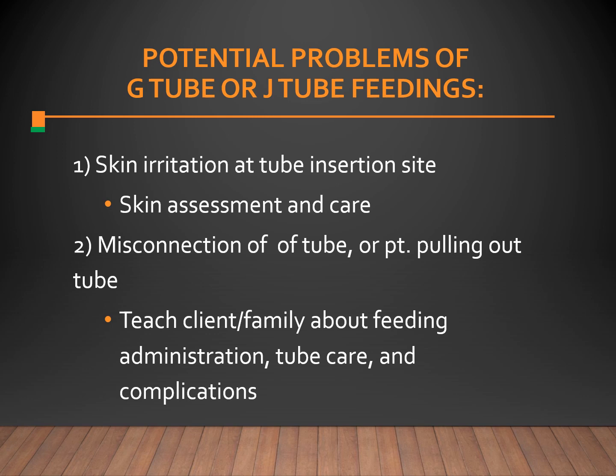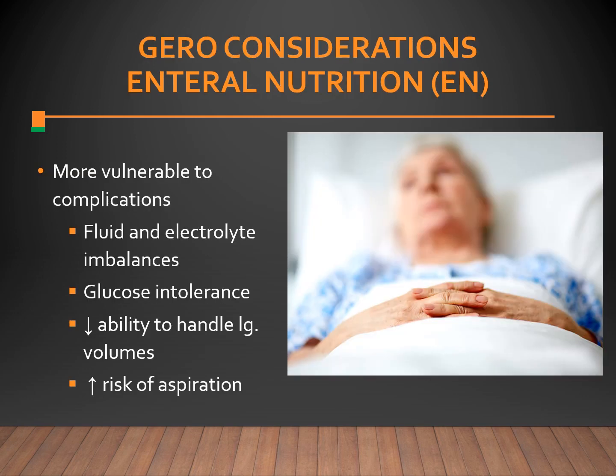And then with misconnections, you really want to make sure you're going into a feeding system. Most lines are completely different, so you can't connect an IV fluid tubing into a PEG tubing or a PEG tubing into the IV fluid, but you really want to be careful of where you're connecting your tubes. Geriatric considerations: our elderly population is more vulnerable to complications, especially fluid and electrolyte imbalances, glucose intolerance, decreased ability to handle large volumes, and increased risk of aspiration.